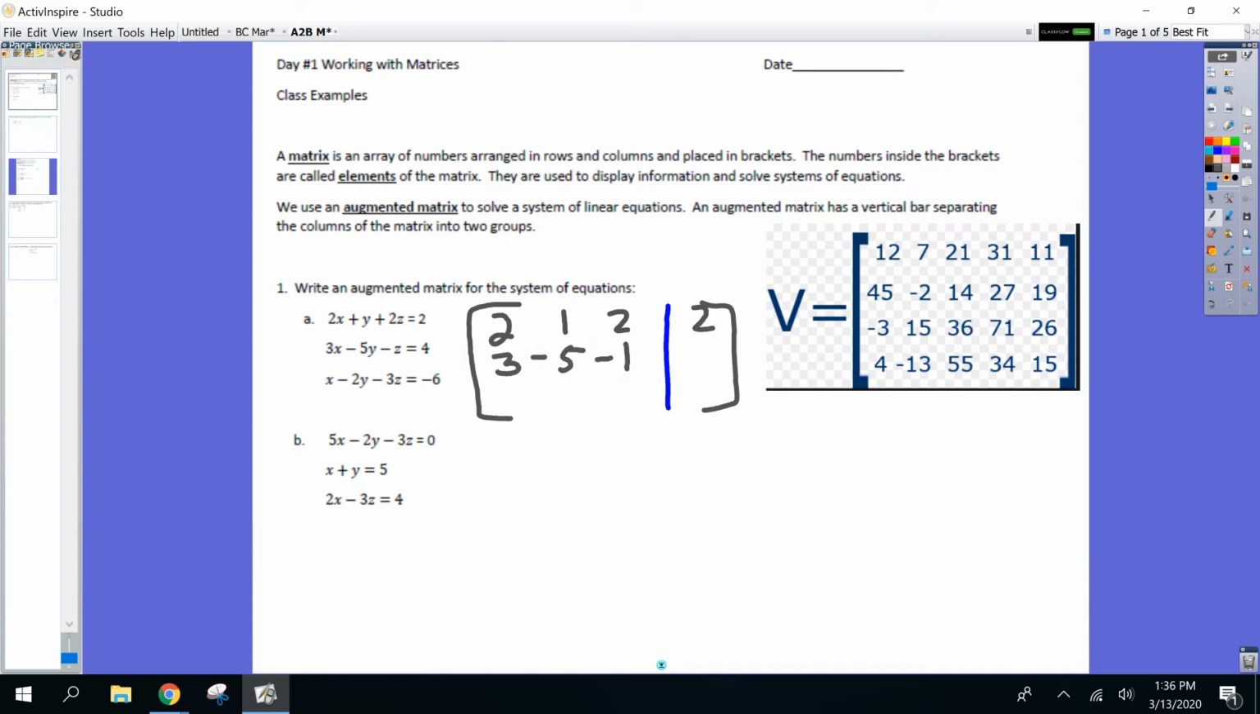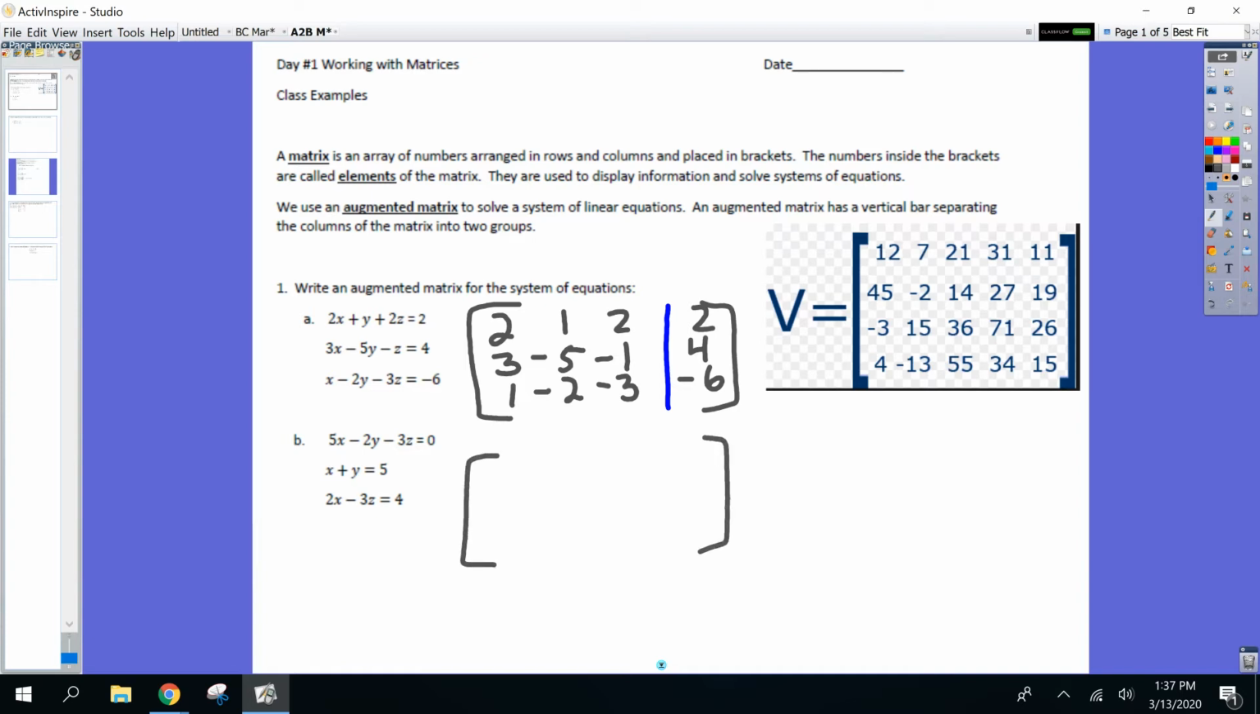Okay, are we picking this up here? Let me know if I go too fast here today, because it's just going to build and build and build. And then 1, -2, -3, and -6. All right, good. Let's keep going.